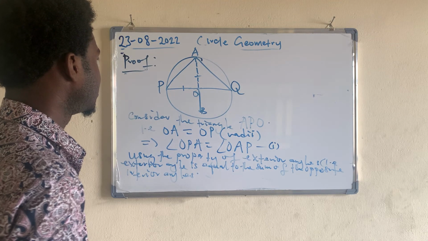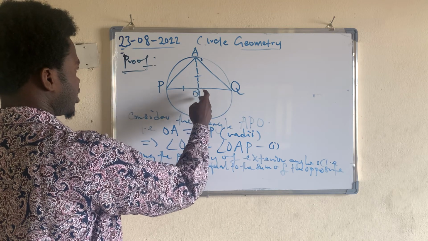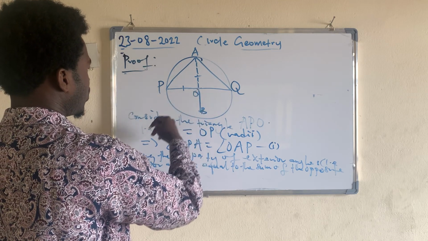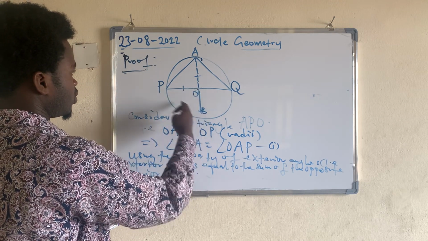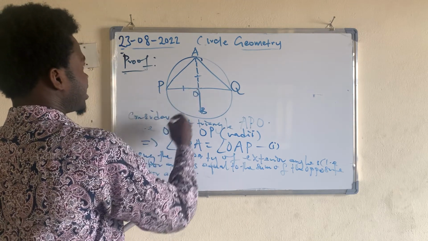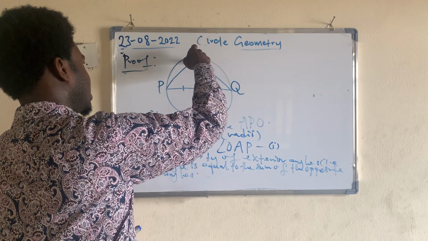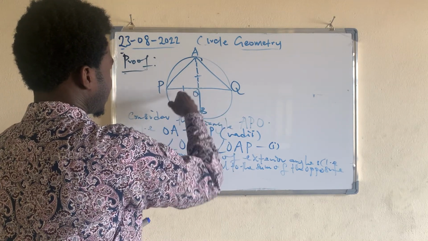What does that mean? This is our exterior angle. If you can see this very well, this is center O. POB is an exterior angle here. And the opposite interior angles are the angle at A here and the angle at P here.